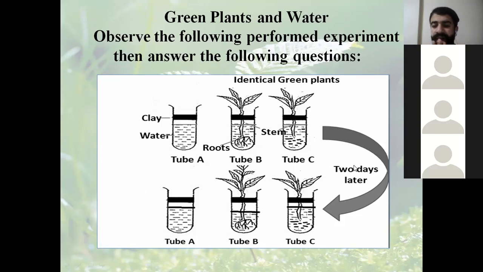At the end of the experiment, the level of water in tube B decreases, while the level in tube C remains the same. What is the cause for this? Why did the level of water decrease in tube B, while it didn't in tube C? Because tube B has roots, and C doesn't, so it doesn't absorb water.